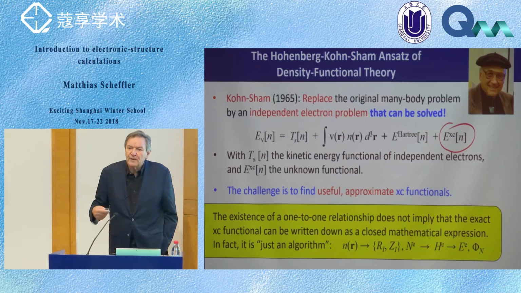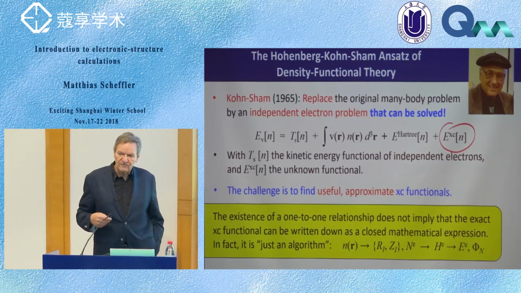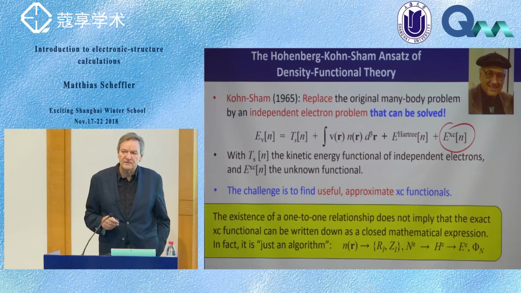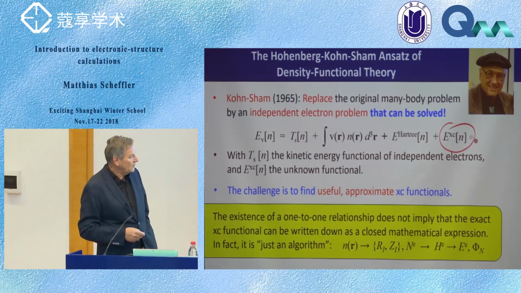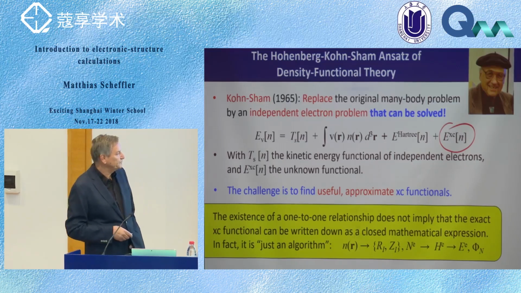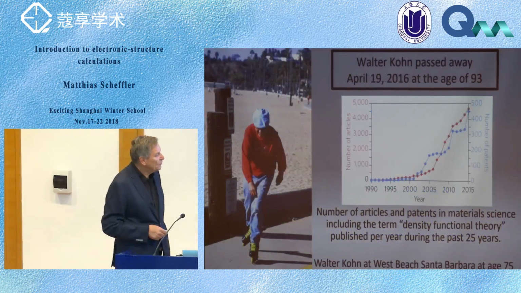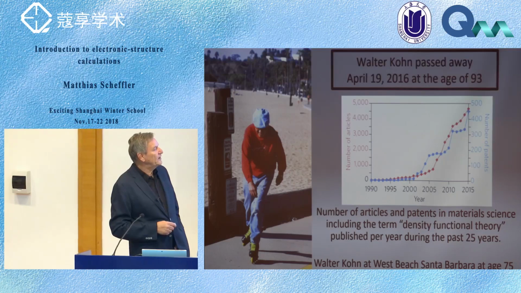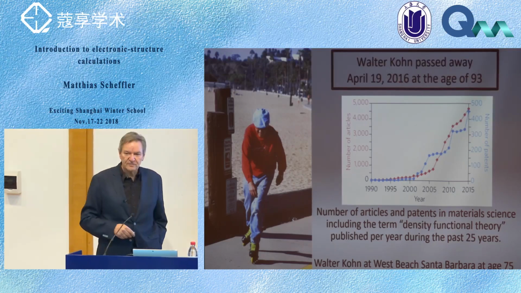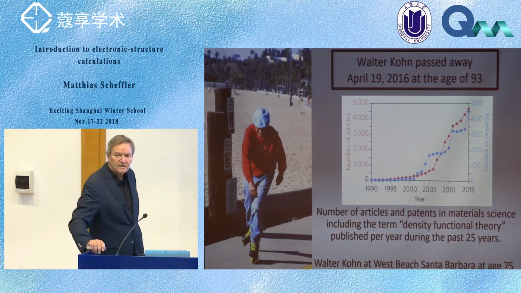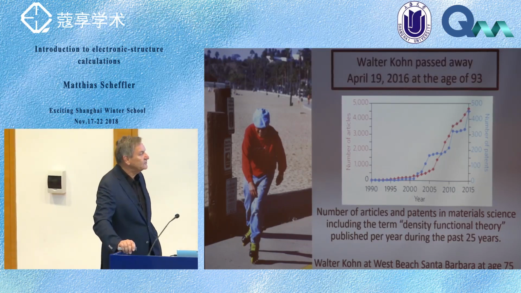But there are good approximations. And so what we have developed and what we have seen in density functional theory is fantastic approximations on this exchange correlation functional. Now I show you one picture here of Walter Kohn, who passed away a little bit more than 2 years ago. Here you see him rollerblading in Santa Barbara, where he was living, when he was 75 years old.